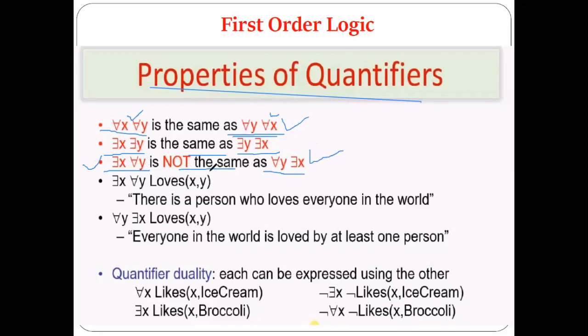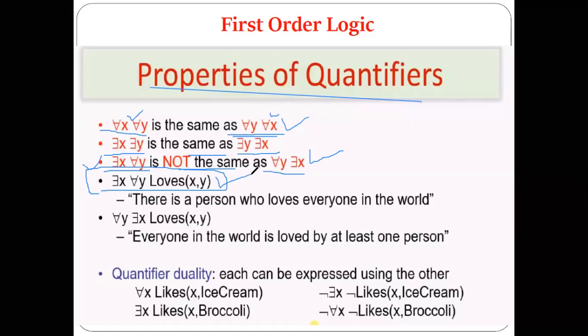Now let's see with an example, we'll try to prove this. How is it not equal? Suppose we write the logic like this: some x all y loves(x, y).